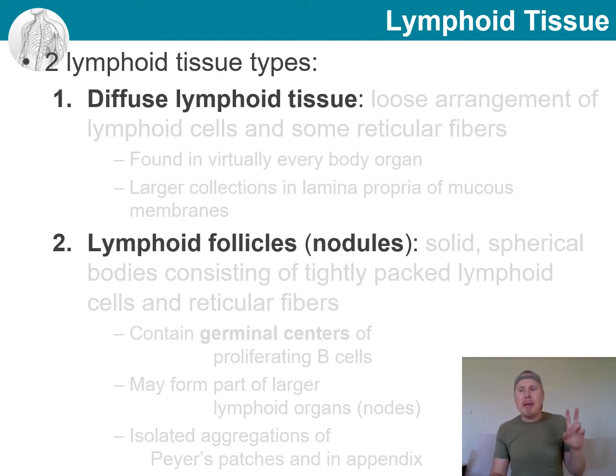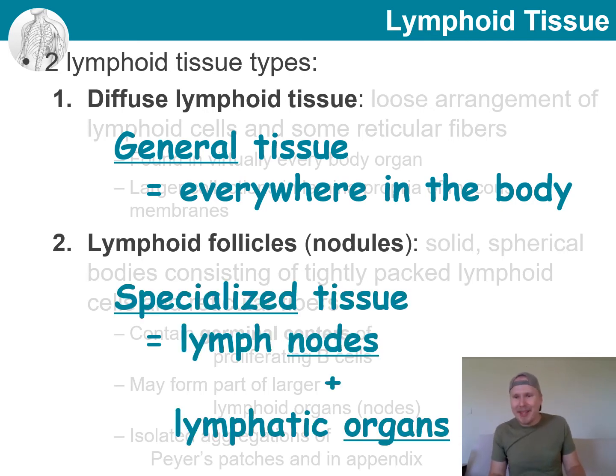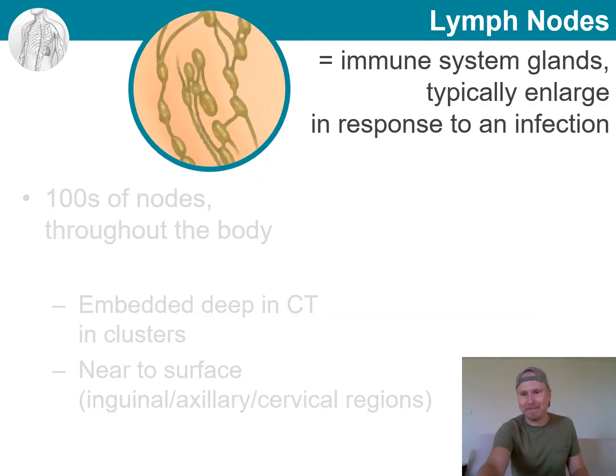There are two main types of lymphoid tissues. General tissue, which is found almost everywhere in the body, and specialized tissue, which gives rise to the lymph nodes and lymphatic organs. Let's start by looking at the lymph nodes.